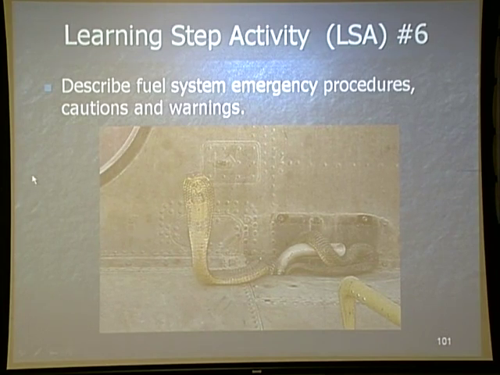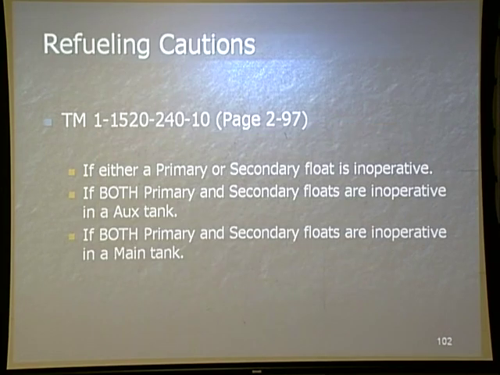Describe the fuel system emergency procedures, cautions, and warnings. Now, this is directly out of your Dash 10. Now, in talking about the floats, if the aux tanks dual float system doesn't work, can we still fly the aircraft? Yes, we can. Why? Because we can manually monitor the tanks, and it's only going to be applicable during refueling operation.